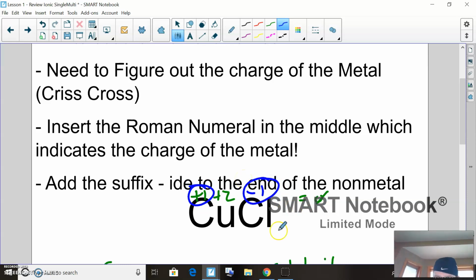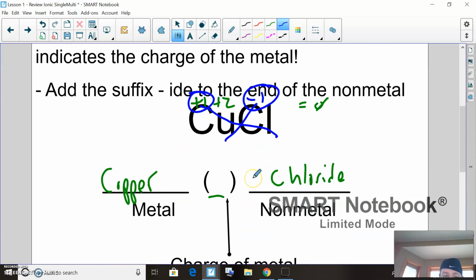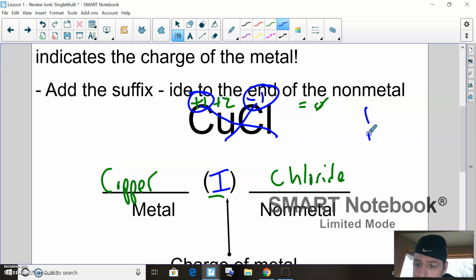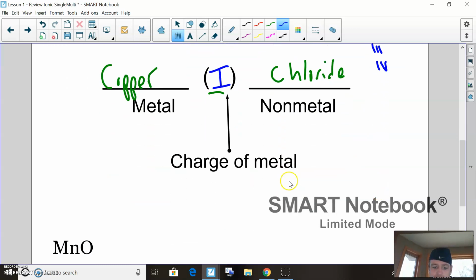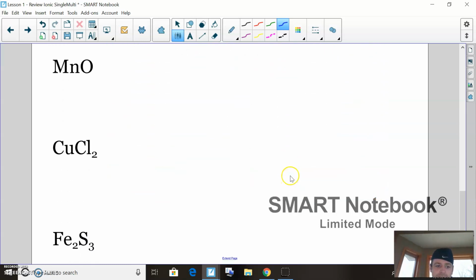The other trick is this. You can always do what we call crisscross. If there's an imaginary 1 that's right here, crisscross. All right, crisscross up to indicate the charge. So my answer would be copper 1 chloride. If you don't remember, your Roman numerals are like this. 1, 2, 3, I before V is 4. That is it. Alrighty. So go ahead and try these 3 problems now.